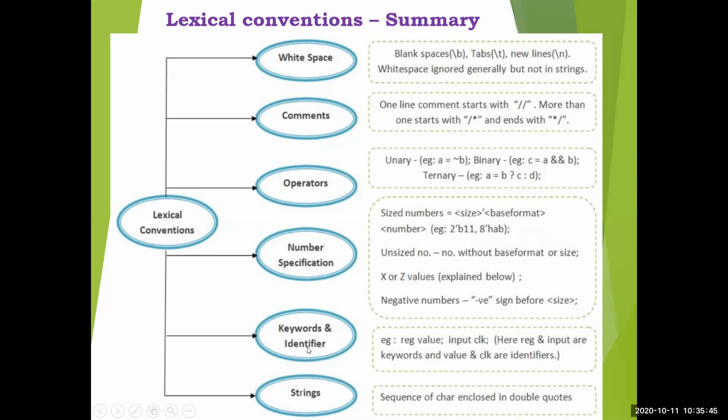An identifier is nothing but a name to identify that object or module, so we will be using that. A string is a sequence of characters enclosed in double quotes. One more, escaped identifiers, that much. So this is about the lexical conventions.